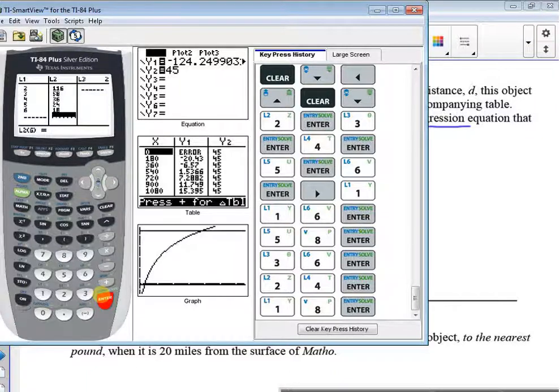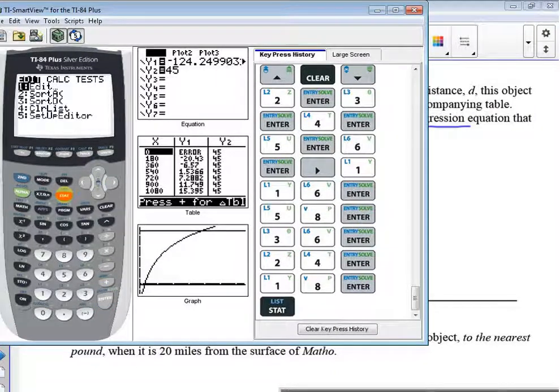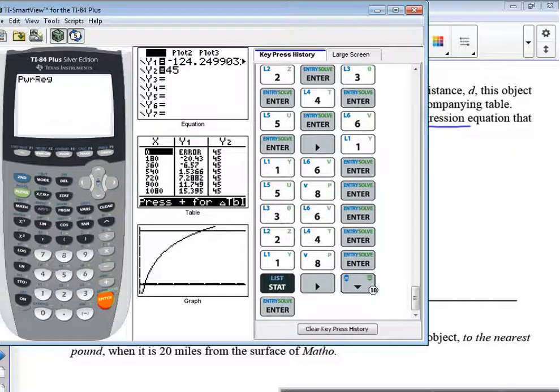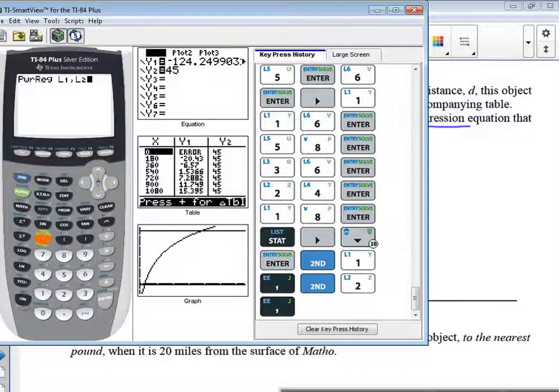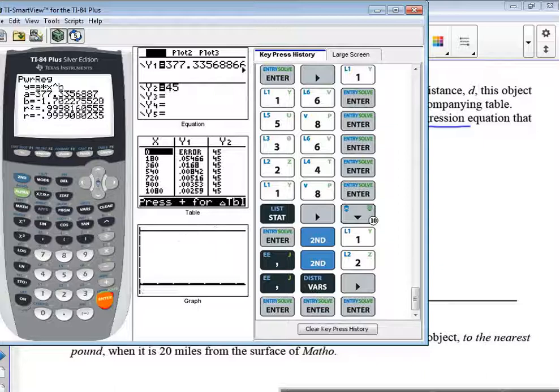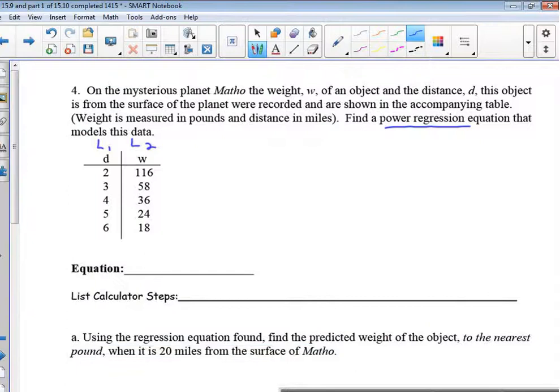Okay, so stat, calc, power regression. There it is, PWR regression. It's A, choice A. So second 1, comma, second 2, comma, vars, y vars, function. Y1, if I need it. I may not need it. I may type in my own. There's my equation. Okay, so it's telling me it's power, so I'm good.